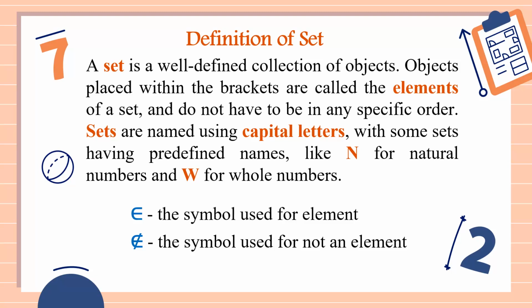That's why, class, in our groups a while ago, we have group A, group B, and group C, with capital A, capital B, and capital C. Always remember, class, that sets are named using capital letters, with some sets having predefined names like N for natural numbers and W for whole numbers. Now this is the symbol, class, for an element: the symbol ∈ is used for element, and ∉, the same symbol with a slash, is used for not an element.